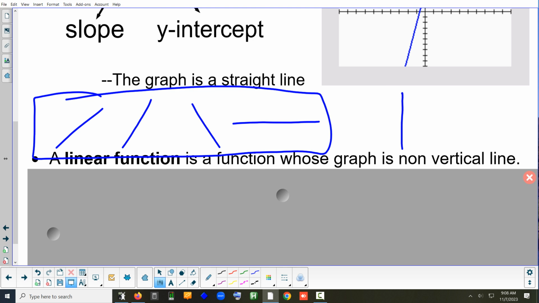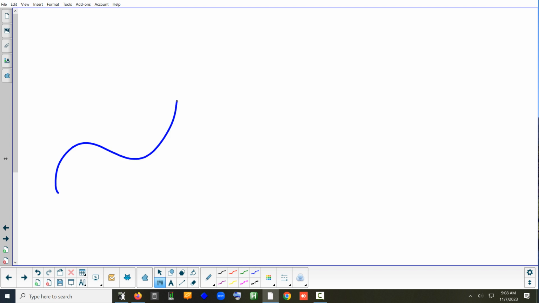Now, what if I do something like this? Just draw it like that. Is that a function? What do you think? Yes, because if I take a vertical line and I drag it through, it never hits more than once, no matter where I put it. It only hits exactly one time. So we know it's a function. Is it a linear function? No. Why not? What shape does it have to be to be linear? Straight line. That's curved. So it's a function, but it's not linear. It has to be straight to be linear.